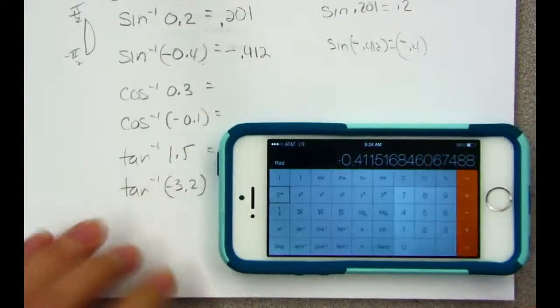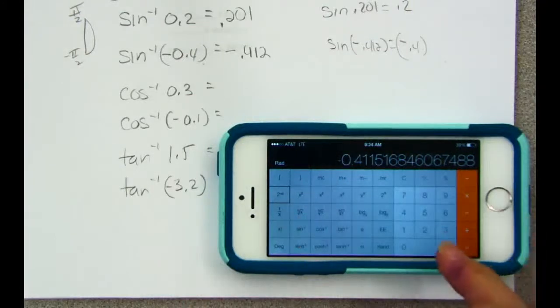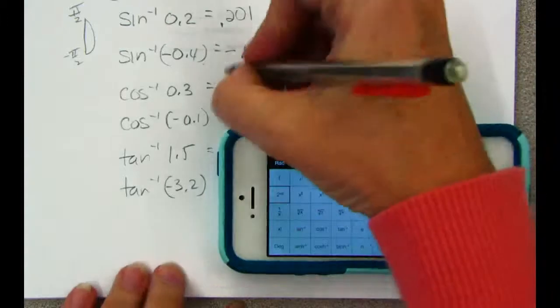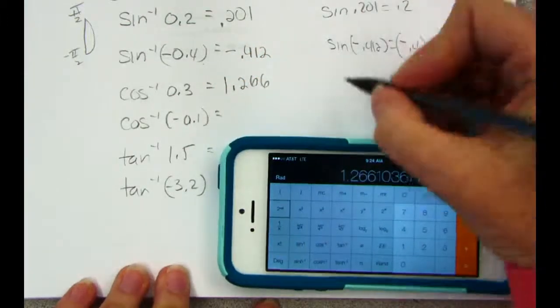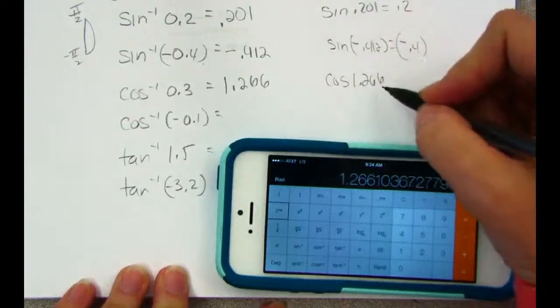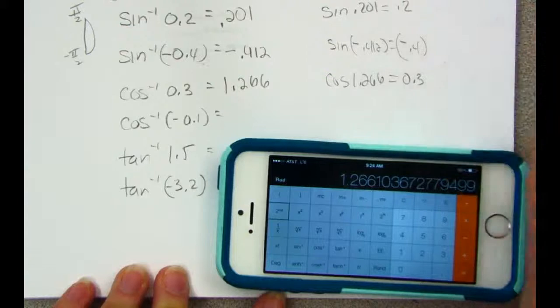I'm going to try doing cosine. This is positive. I better get positive. So what angle am I going to put in? I'm going to put in 0.3. I want the inverse of cosine. So 1.266. In other words, that means cosine of 1.266. Oh, that's getting closer to pi over 2. Pi over 2 is 1.57. Equals 0.3.